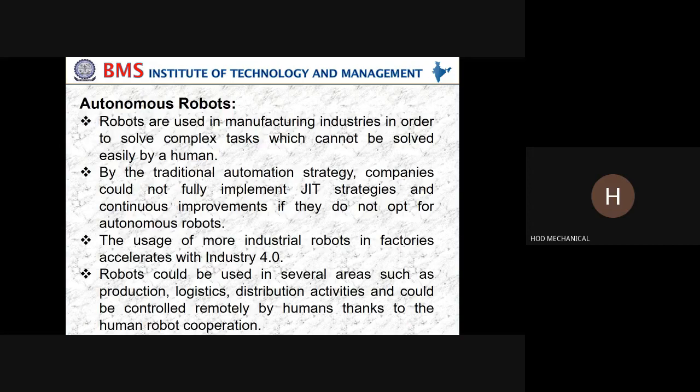We also know that in order to implement just-in-time strategies, the usage of robots is going to be better than anything else. What he says is that it is not possible for you to fully meet the JIT strategies and continuous improvements if you are not able to opt for autonomous robots. And where are the applications of robots going to be? Robots could be used in several areas such as production, logistics, distribution activities, and all the different stuff.